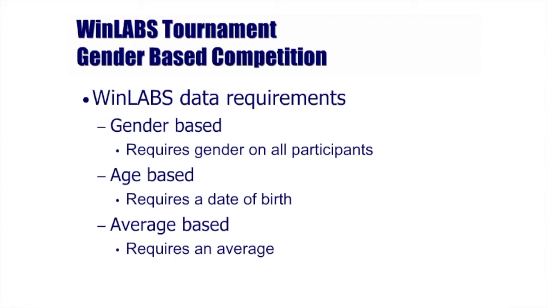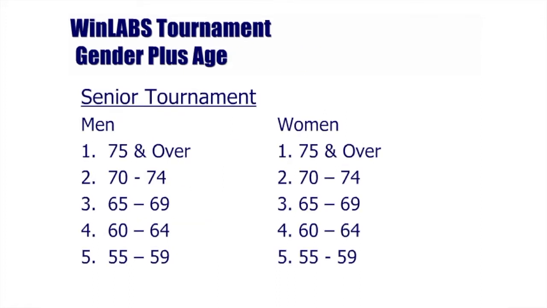So what happens if the data is insufficient? WinLABS will leave the division blank. If you do not catch this immediately, there are reports that you can run later to find teams or bowlers without an assigned division. The first tournament type that we will cover is a gender plus age tournament. A senior tournament for men and women might look like this.